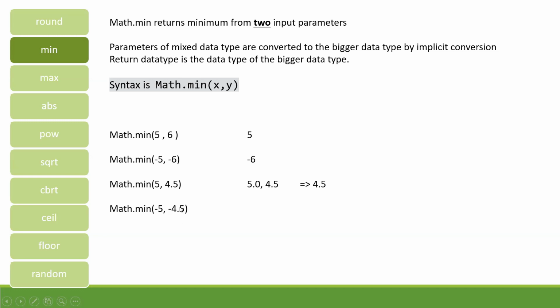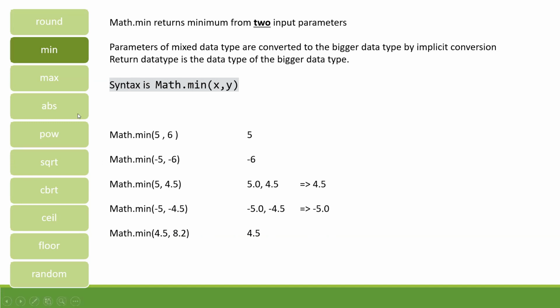Math.min of minus 5 and minus 4.5, converting. One is an integer, one is a double. So we convert this to a double, minus 5.0 and minus 4.5. Now the lower value is minus 5.0, so the answer will be minus 5.0. And if both are double, then again the output is a double, and we just choose the minimum value here, which is 4.5.